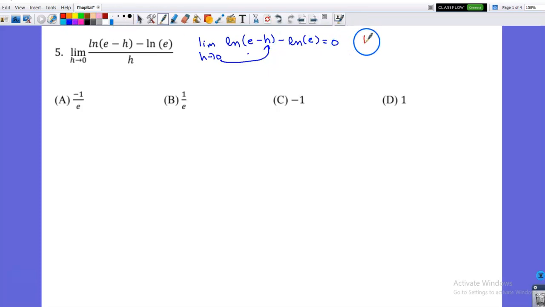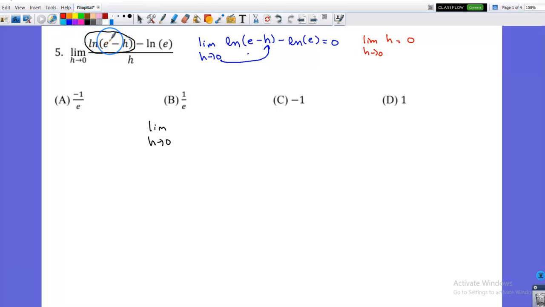The denominator limit as h goes to 0 of h is, of course, 0. Calling on L'Hopital's rule, limit as h goes to 0 of... So now I'm going to take the derivative of ln of (e minus h). Now remember, in this case, your variable is h. So when I take the derivative of ln, it's u prime over u. U prime over u.